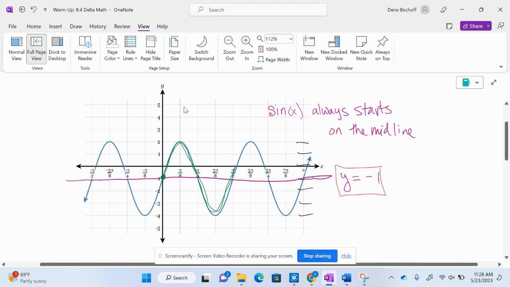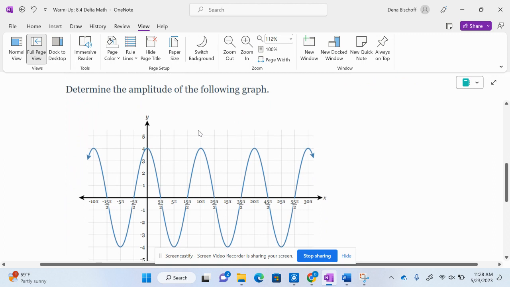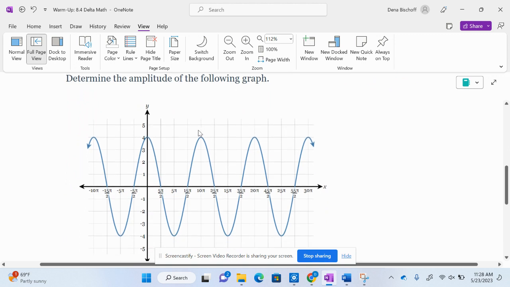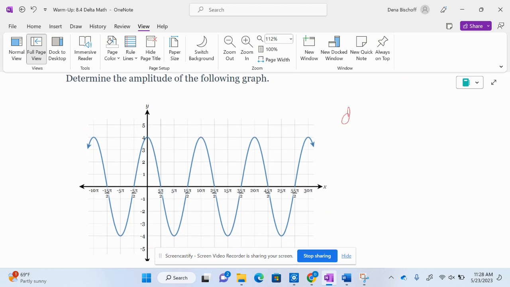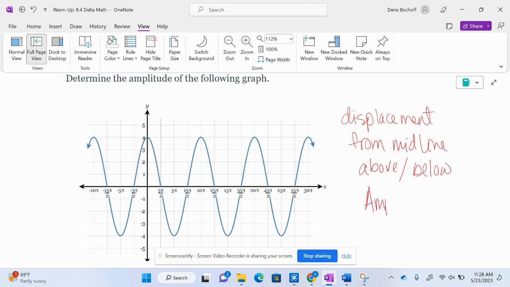Okay. Next one is determine the amplitude. So someone tell me what amplitude means. Nope, that would be the maximum, but good. Difference from the highest point or lowest point to the midline. Yeah, it's the displacement from the midline, either above or below. And we know that amplitude is always what? It's always positive because it's distance. It's always going to be positive.